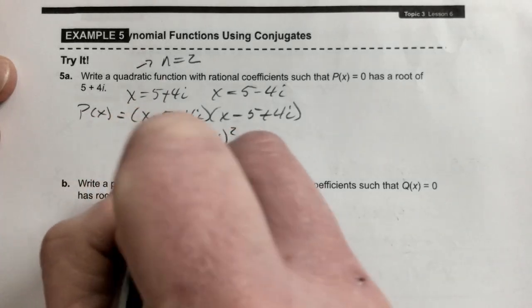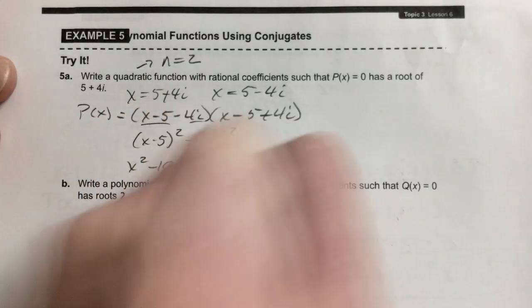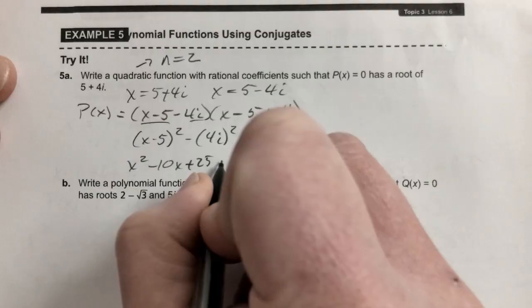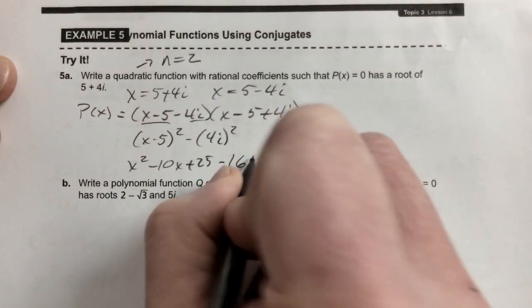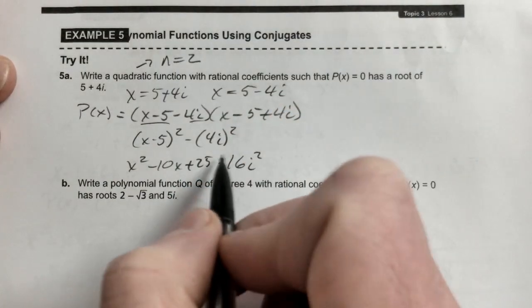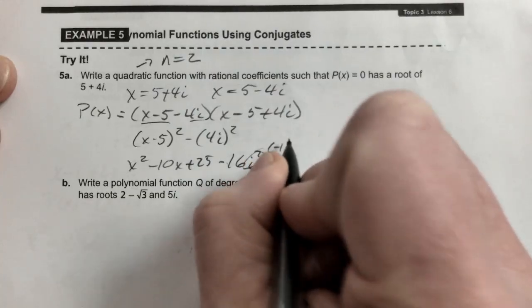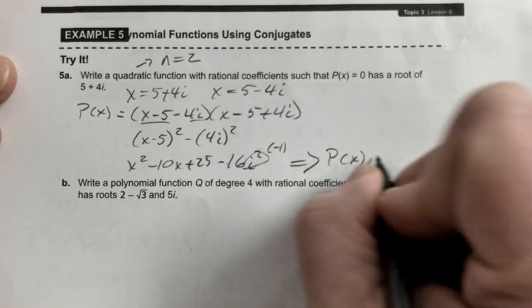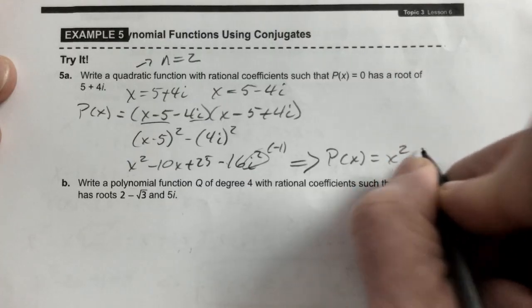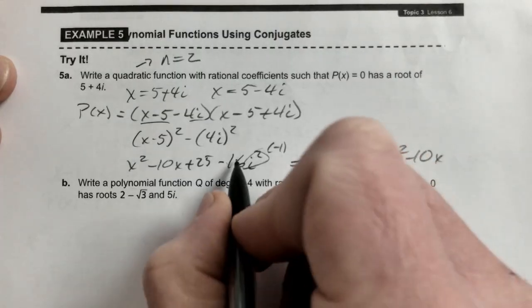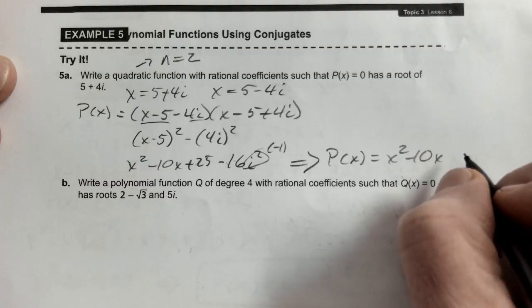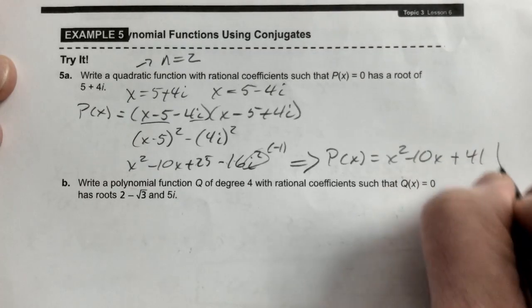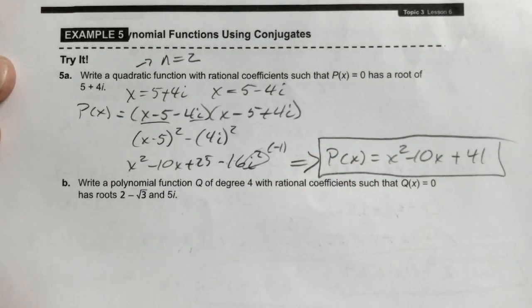So x squared minus 10x plus 25 minus 16i squared. That's really saying i squared is negative 1. So all of this tells me that p of x is x squared minus 10x plus, 16 plus 25, that's a positive 41. All right. Degree 4. Oh, man.